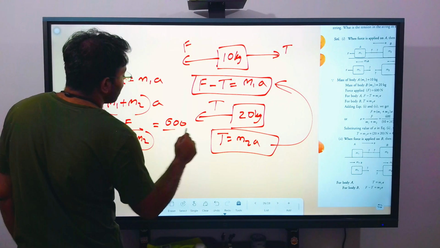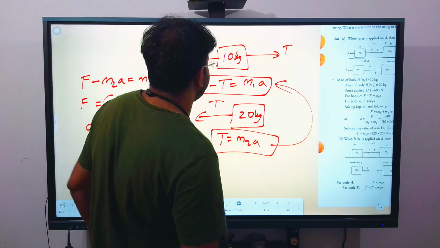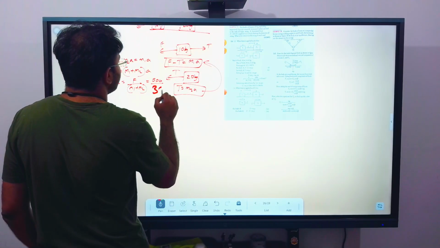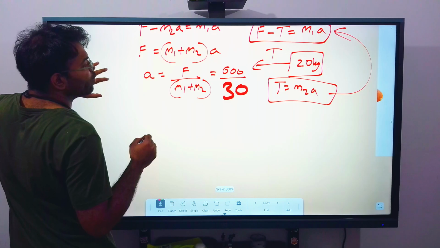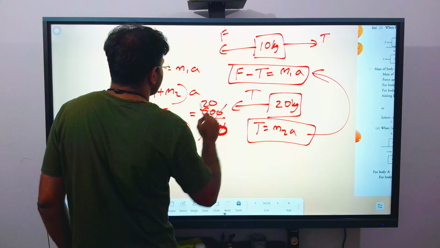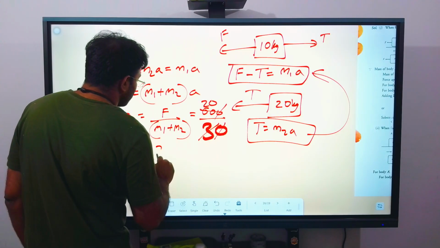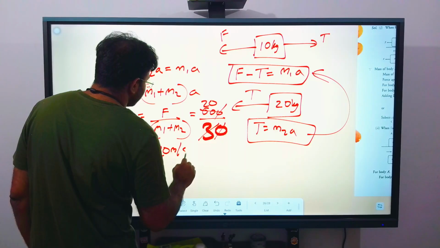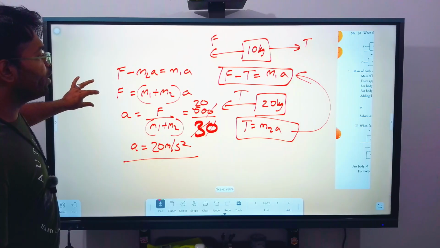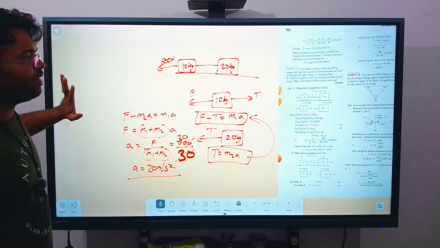F is 600 upon m1 plus m2, which is 10 and 20. So we get 30. So this gets cancelled, and we'll get 20. Acceleration becomes 20 meters per second squared. Clear? Acceleration becomes equal to 20 meters per second square. Am I right?